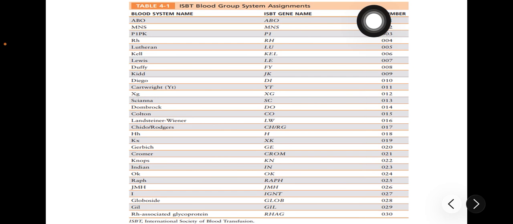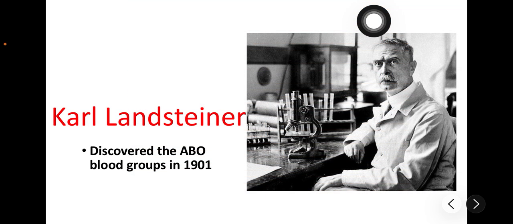Okay? Due to inconsistency of blood group antigen terminology, ISBT created a working party for standardization of red cell antigens and blood group system terminologies way back in the 1980s. Next, the discovery of Sir Karl Landsteiner marked the beginning of modern blood banking and transfusion medicine.